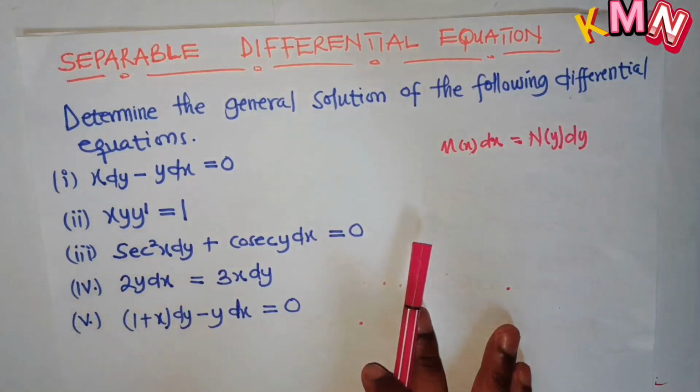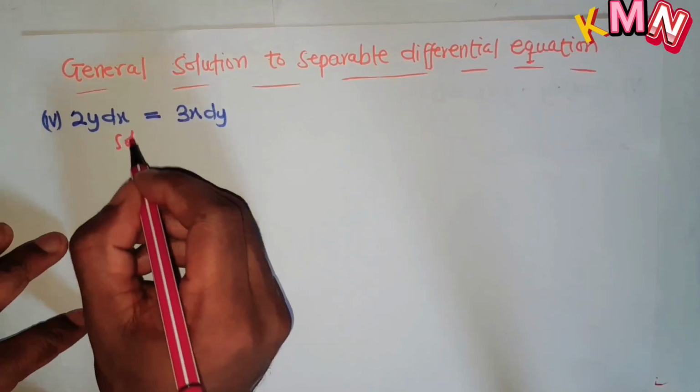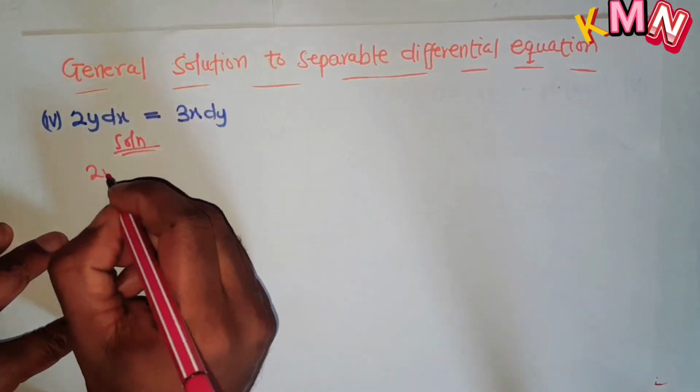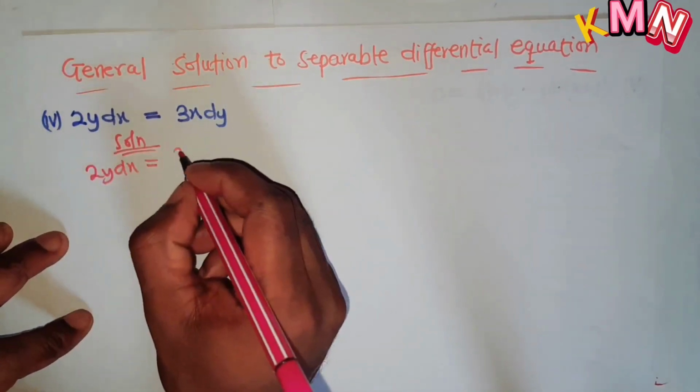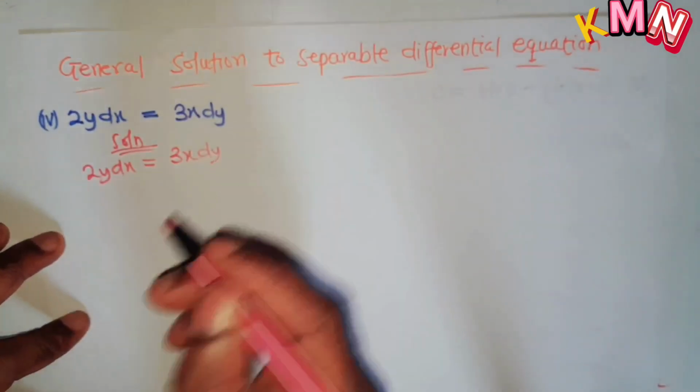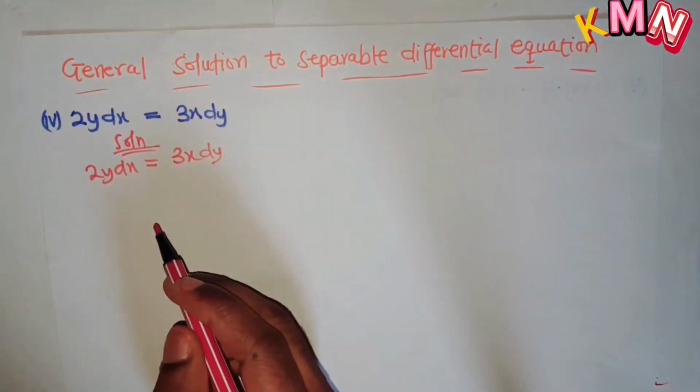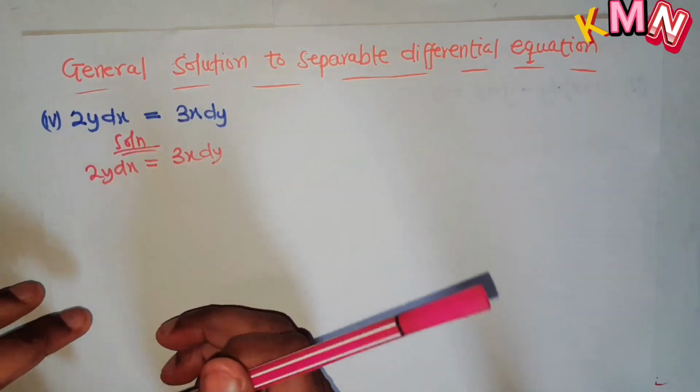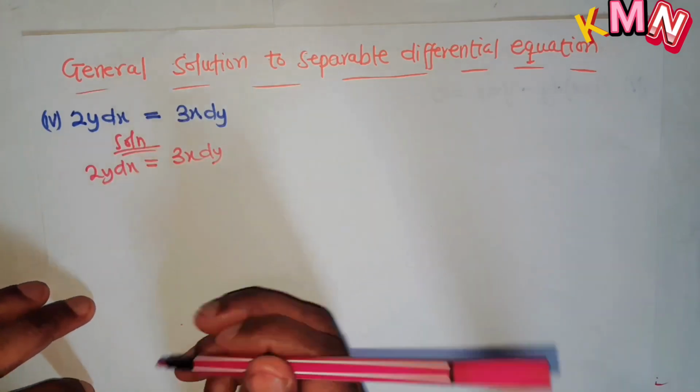Next, y dx equals 3x dy. We have 2y dx equals 3x dy. You can pause the video to go through, then after you compare your answer with my solution.